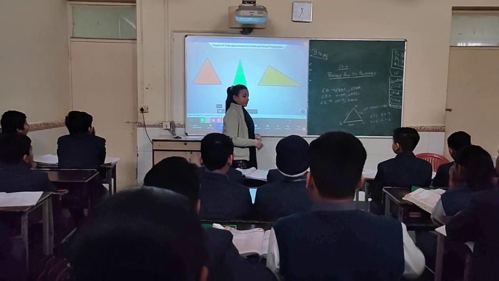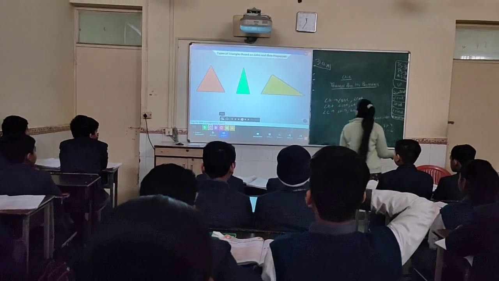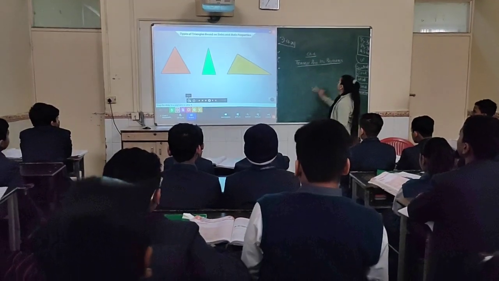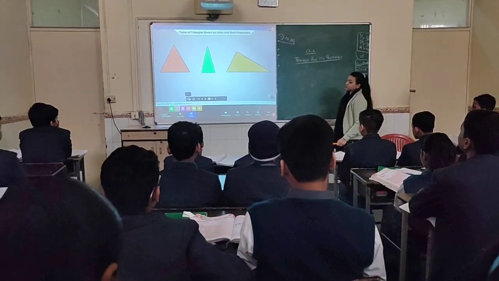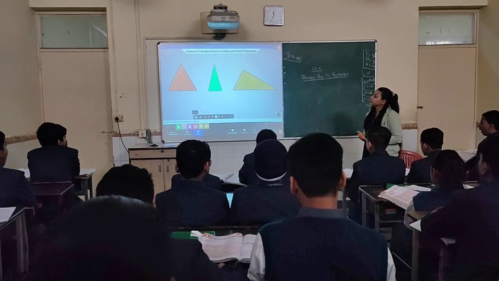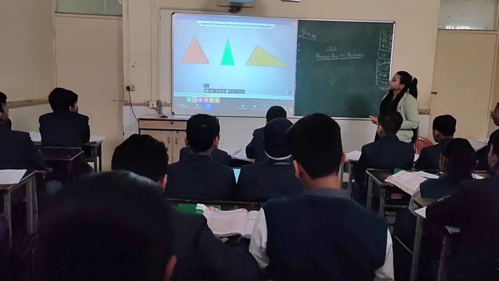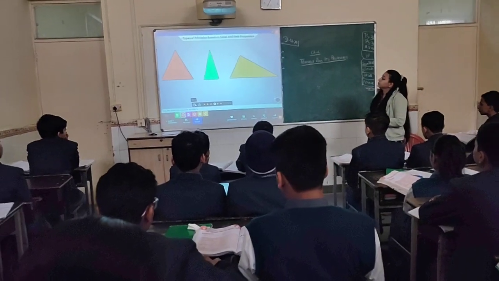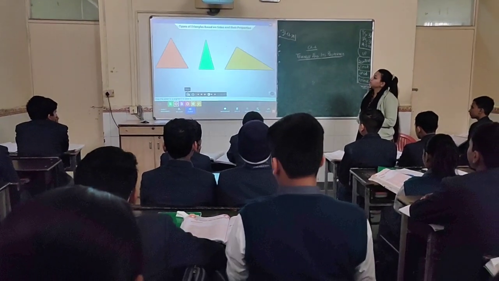Triangles are of three types based on their sides. Look at these three triangles. What can you say about them? They are completely different from each other. But what if we focus on them individually? Let us try this.